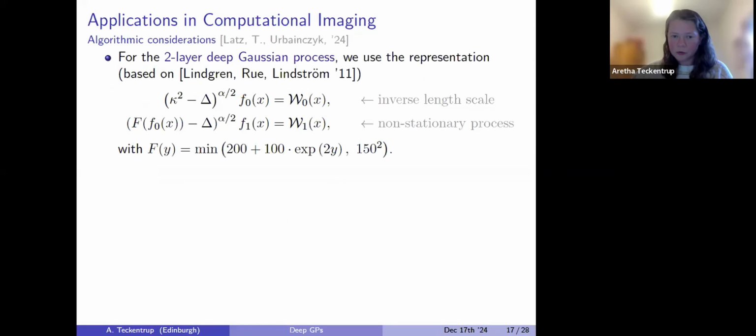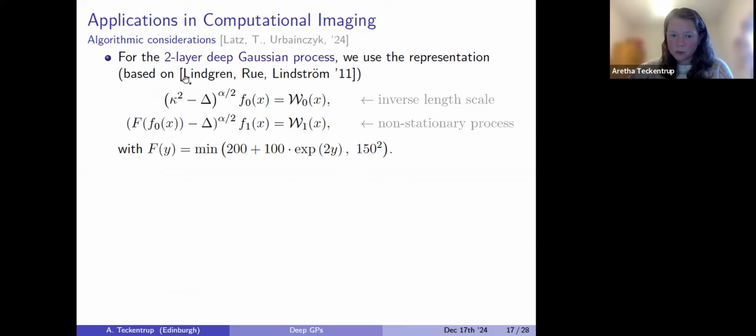Okay. Just to give you a tiny bit more detail on what we do in our paper. So to get efficient methods, we, one, use this representation in terms of SPDEs. I'm not sure how many people will have seen this before, but I'll go through it a little bit just to give you an idea of what the algorithm does.